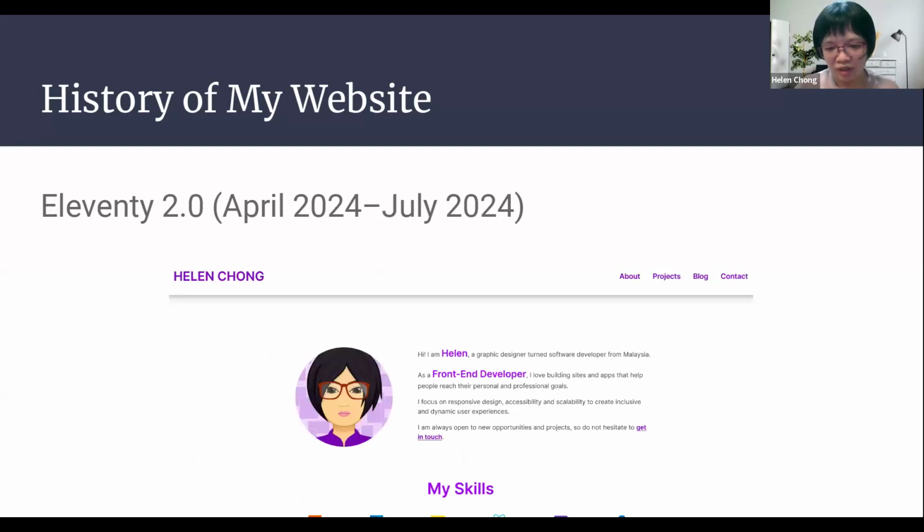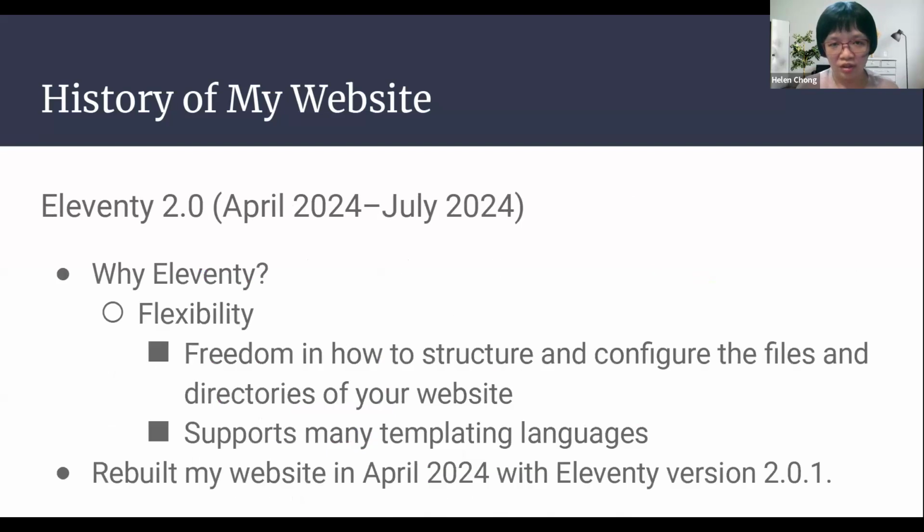The main thing that made Eleventy stand out to me among other static site generators was its flexibility. Eleventy provides a lot of freedom in how to structure and configure the files and directories of your website, and supports many templating languages, including Markdown, Nunjucks, Liquid, and more. It allows users to mix and match the different template languages to build their own static websites. I like to have control over how I build my own website, which makes Eleventy an attractive option.